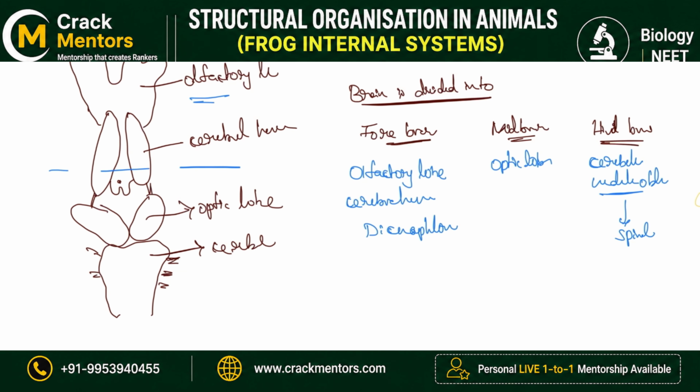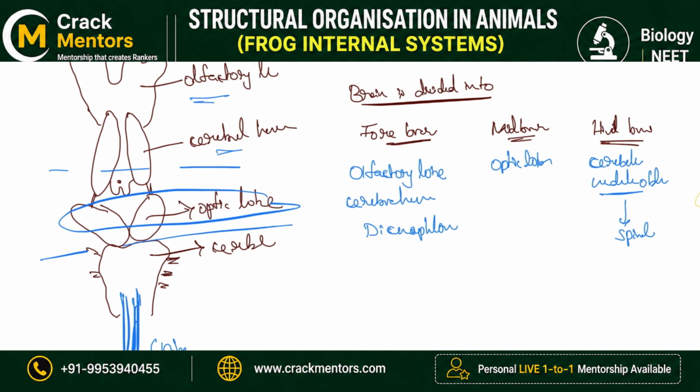So in the forebrain we see the olfactory lobe, cerebral hemisphere and diencephalon. In the midbrain the optic lobe is included. In the hindbrain we have the cerebellum and the medulla oblongata at the bottom. It continues into the spinal cord. So the cranial nerves are coming out here. How many cranial nerves are there? There are 10 pairs of cranial nerves.